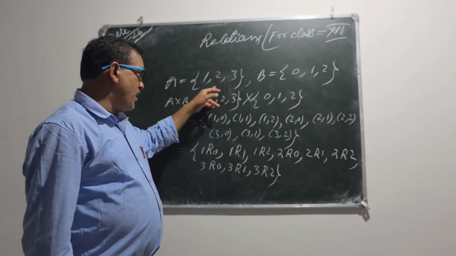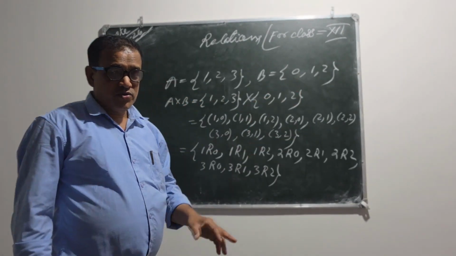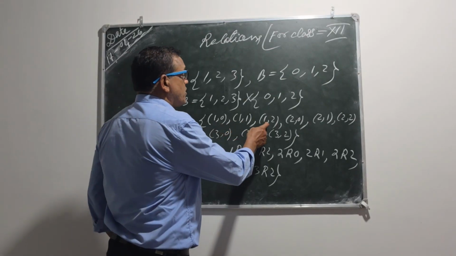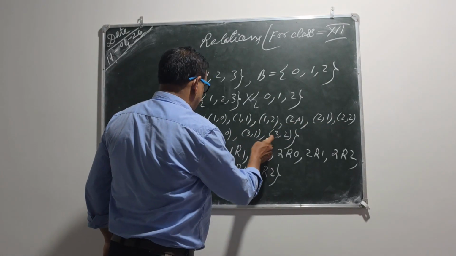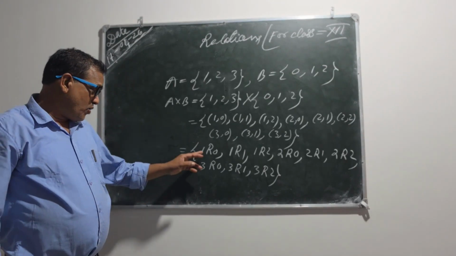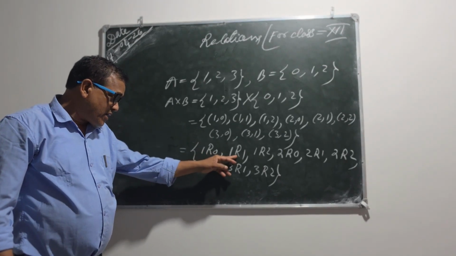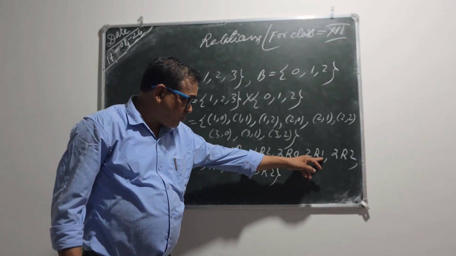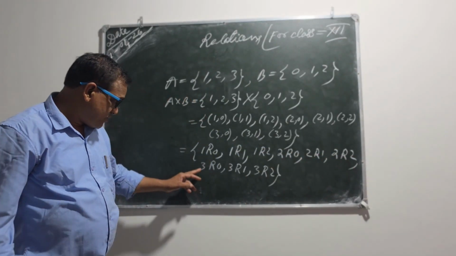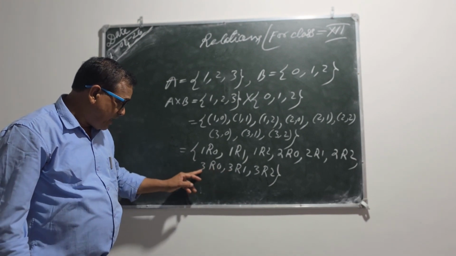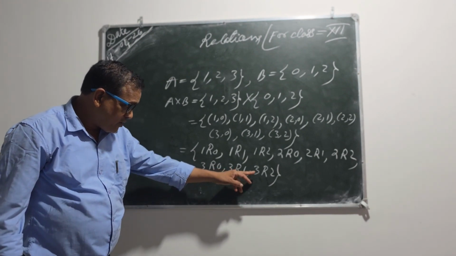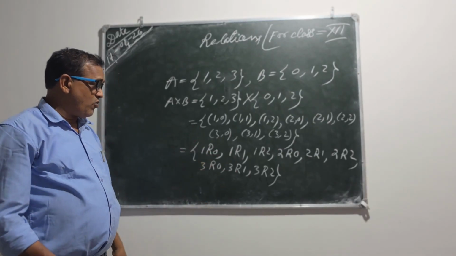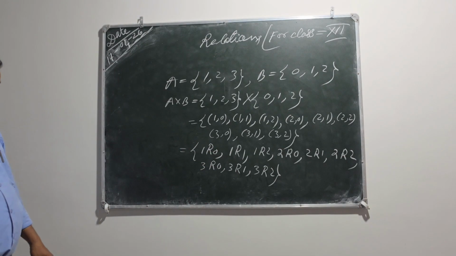So, if A and B are any two sets, and we want to multiply them, A and B, here 3 elements, here 3 elements, so 3 times 3 is 9, so there will be 9 ordered pairs. 1, 2, 3, 4, 5, 6, 7, 8, 9. And this can be written as 1 related with 0, 1 related with 1, 1 related with 2, and so on up to 3 related with 0, 3 related with 1, 3 related with 2. So, in terms of ordered pairs or as a relation also, we can express this one.